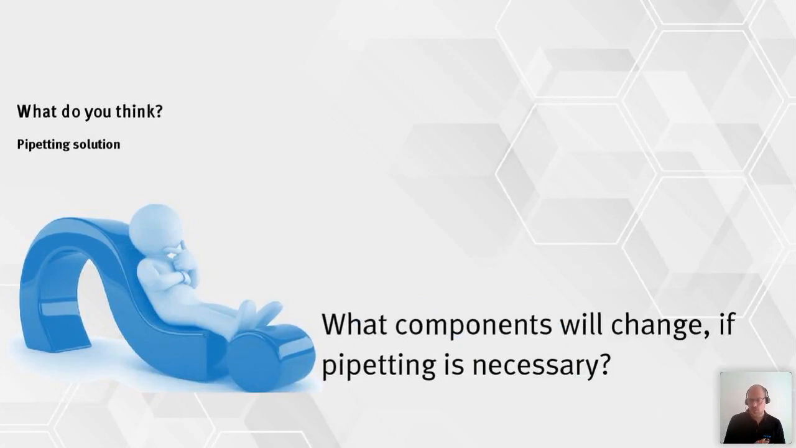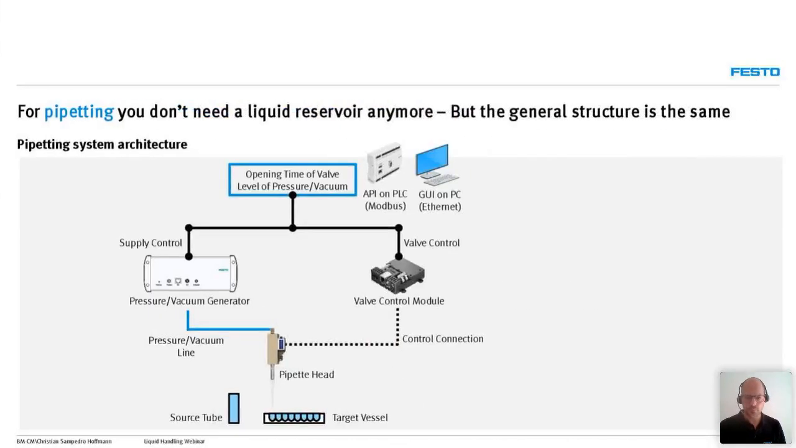Okay, this was dispensing. Now let's come to pipetting, dispensing and aspirating. Now the question is, what will change when we are talking about pipetting? The system I can show you very briefly is pretty much the same. The only difference is we do not need any liquid reservoir anymore, and there's only a pressure line going to the valve. So the valve here is only running with pressure and vacuum because the liquid stays in the tip.